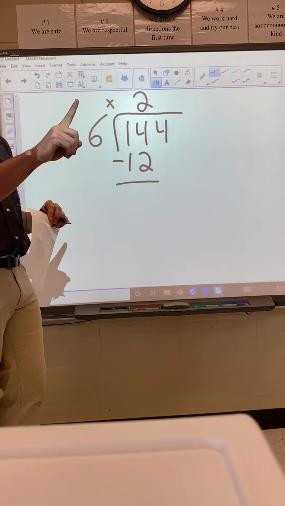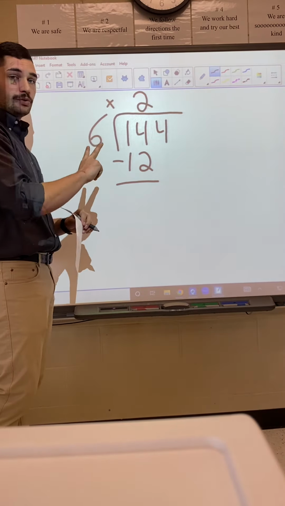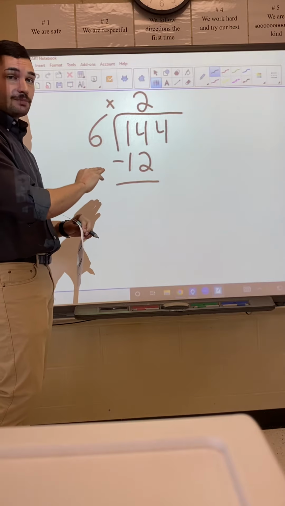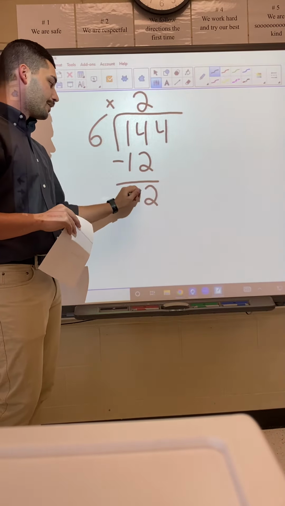So we do our division step first. How many times does it fit? Our multiplication step second, 6 times 2. And now we do our subtraction step, 14 minus 12. So looking at 4 minus 2, that'd get us 2. And 1 minus 1, that would get us 0.